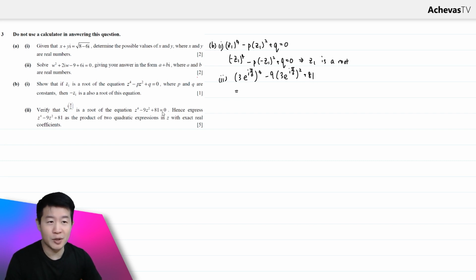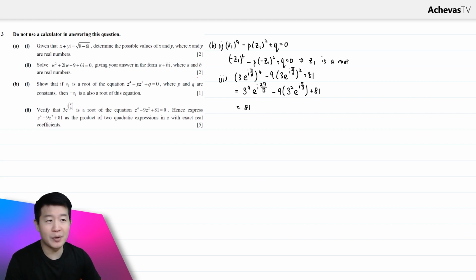Let's try to see whether it is going to be equal to 0, because if it is, then we have verified that this is a root to this equation. So this is going to be 3 to the power of 4 e to the power of i 4 pi over 6. 4 pi over 6 is 2 pi over 3. Then minus 9 times 3 squared e to the power of i 2 pi over 6, which gives me pi over 3. Then plus 81. 3 to the power of 4 is 3 squared times 3 squared, so 9 times 9, 81.